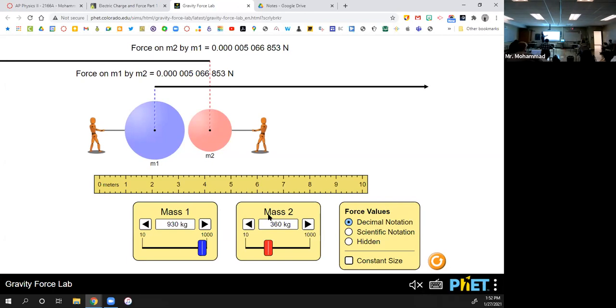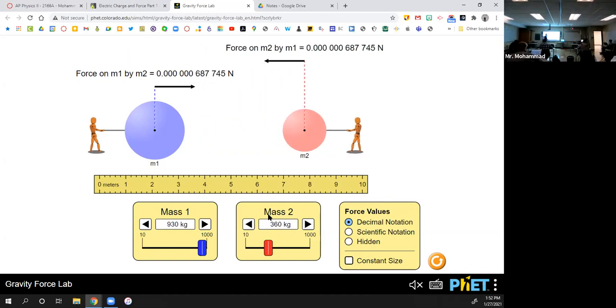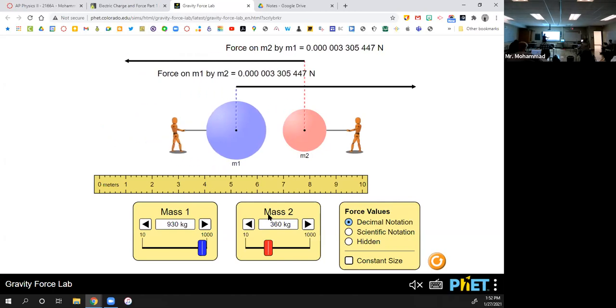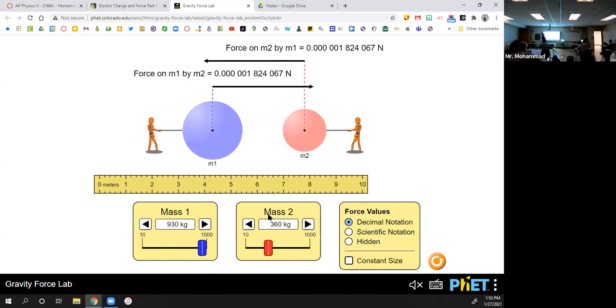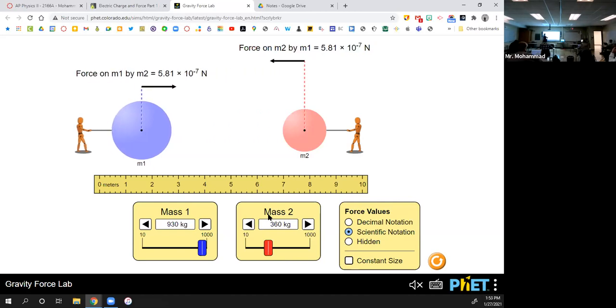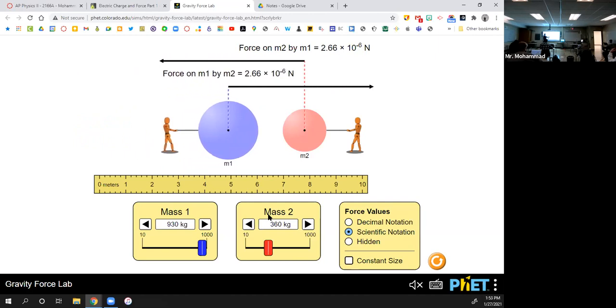And ultimately we're trying to look at the relationships between force, mass, and distance. And again, force is a vector, so you can see the arrows there. Decimal notation is really hard to compare, I think. Scientific notation makes it a little bit easier just to see what's happening with the actual number.